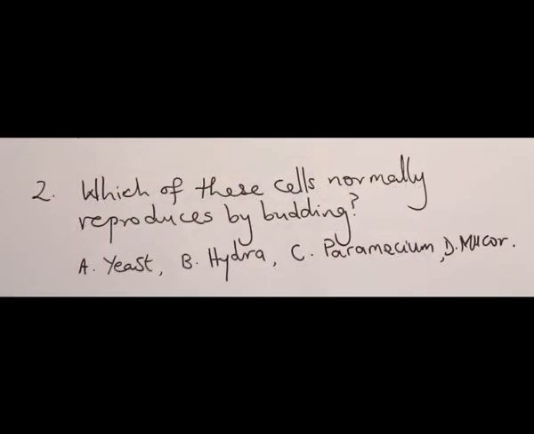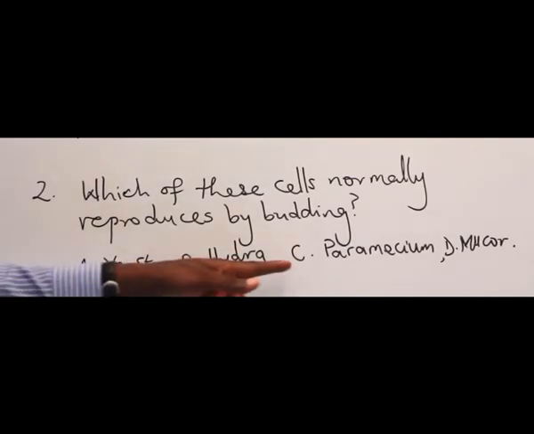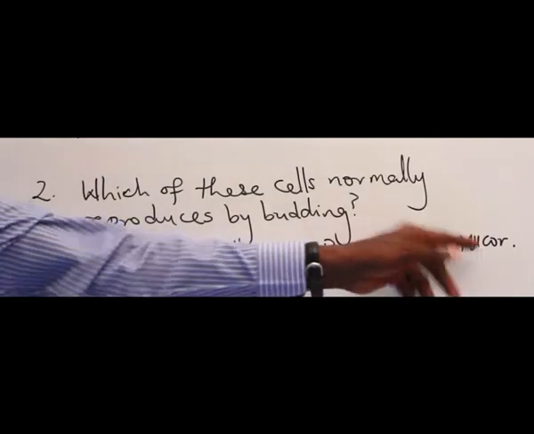Number two, which of these cells normally reproduce by budding? And what is budding? Budding is when a cell produces a bud, and the bud now falls off and becomes a new cell or a new organism. So look at the question correctly, because the answers given are: A, yeast; B, hydra; C, paramecium; D, mucor.